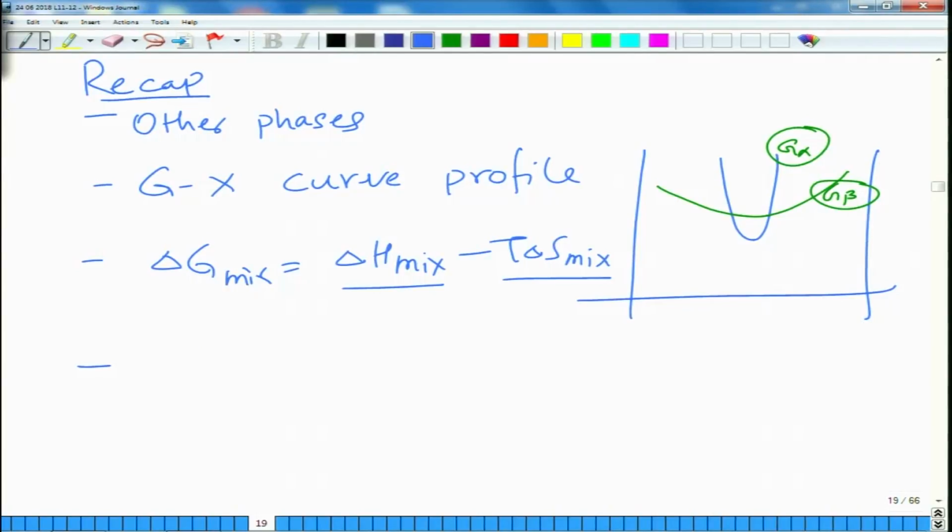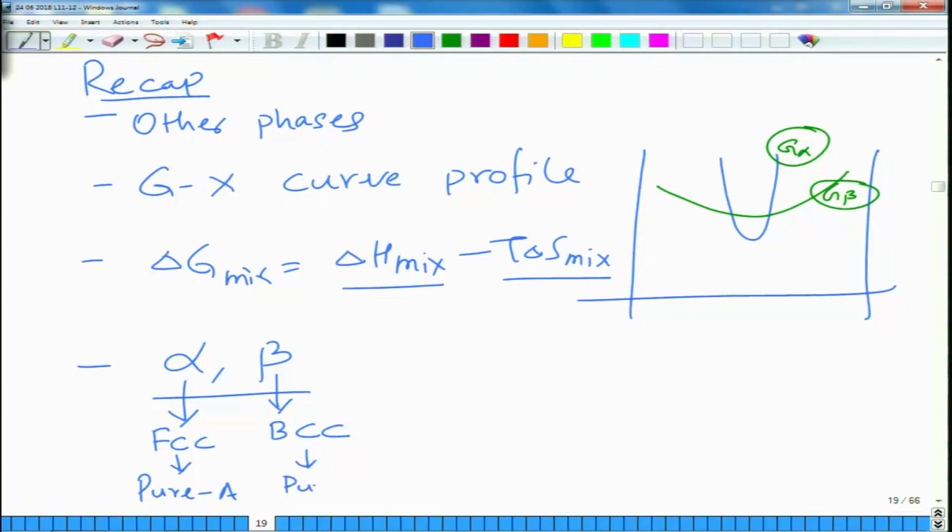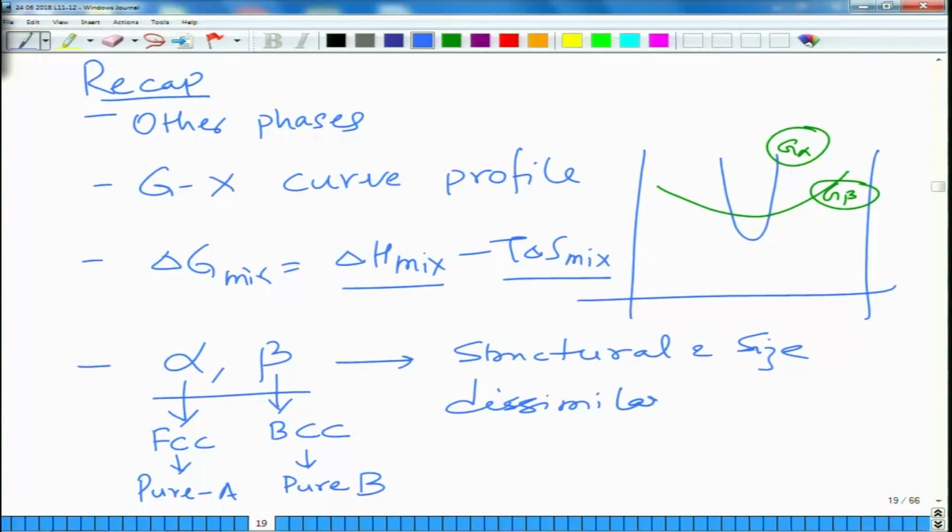So we introduced two phases, alpha and beta. Alpha is an FCC structured phase. Pure A has FCC structure, pure B has BCC structure, and they do not have similar structure, which means there is a structural and size dissimilarity. What we want to see is how the free energy profiles of these two phases compete with each other to give rise to a phase coexistence.